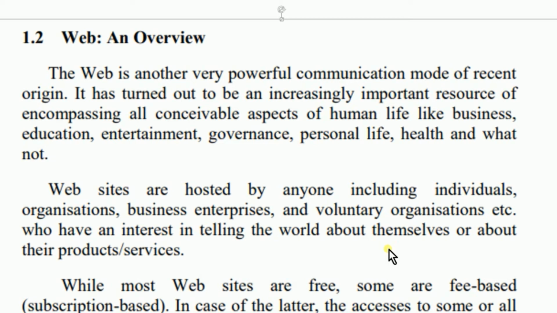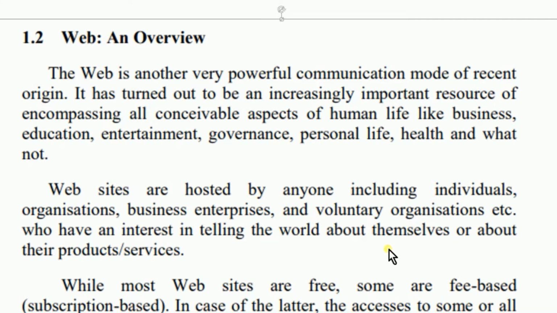Dear students, today we will see web design, and in web design the first concept is website information. First we will see what the web is.